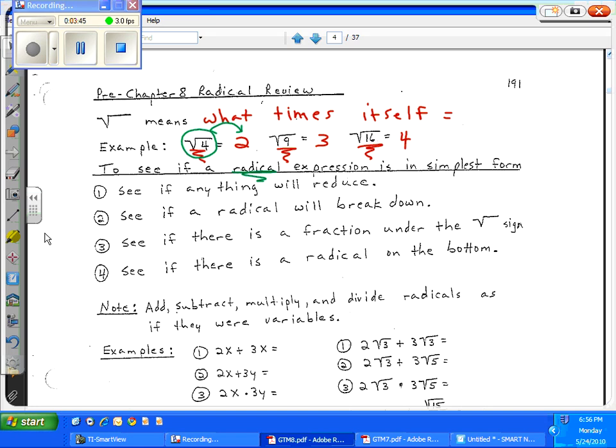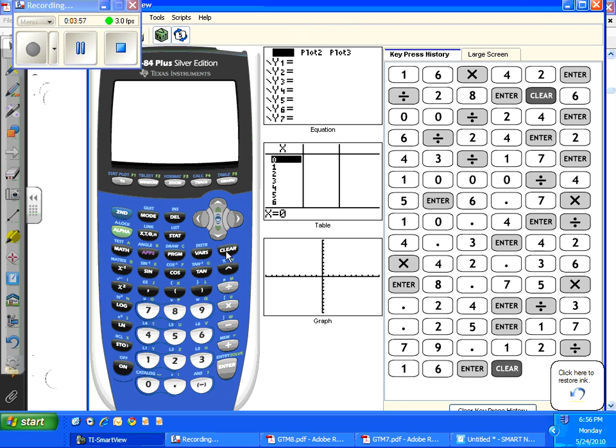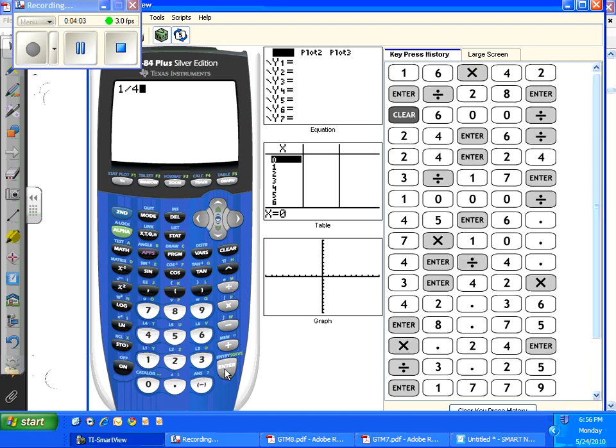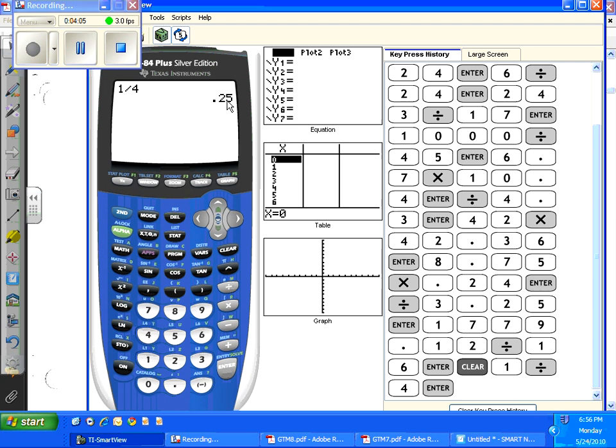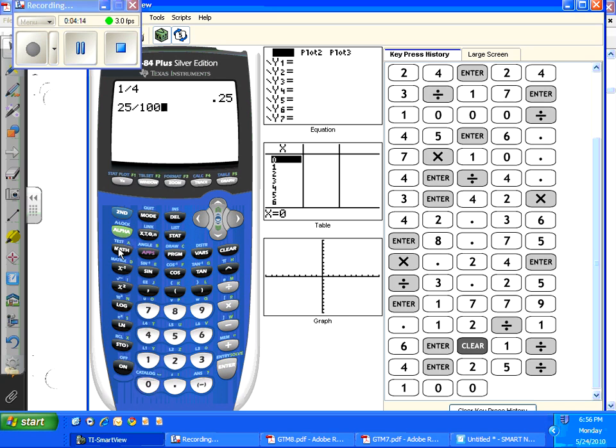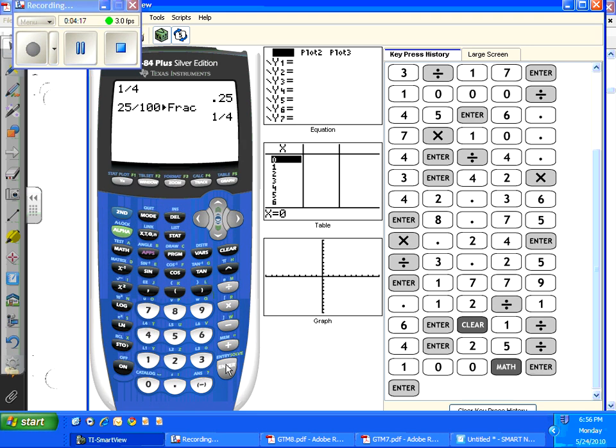Now, let me tell you why we need radicals again. I taught this on page 24 of the Algebra 1 text, but I'm just going to use the graphing calculator to show you something right quick. If I had something like 1/4, 1/4 is actually a terminating decimal. That's 0.25, which is 25 hundredths. If I took that 25 hundredths and I reduced it to a fraction in simplest form, it would reduce back down to a fourth. So terminating decimals have fractional equivalences.